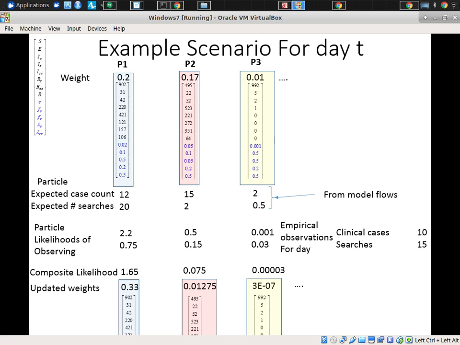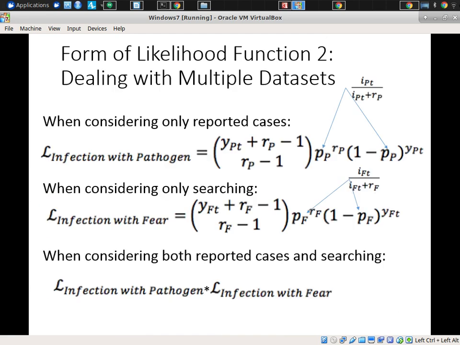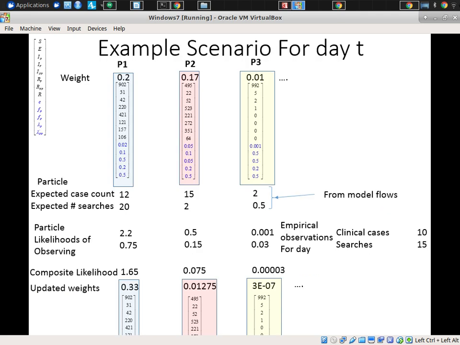Given these expected numbers and these observed numbers, you plug them into your likelihood function, into these guys here. And to compute the composite likelihood, the likelihood of observing this many clinical cases and that many searches, you just multiply the two, okay? So that's what this is here.